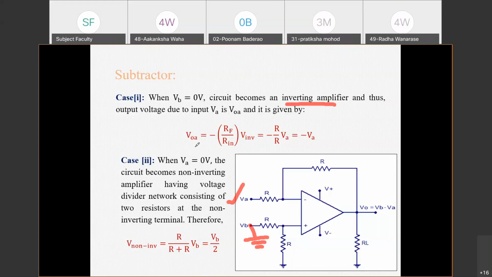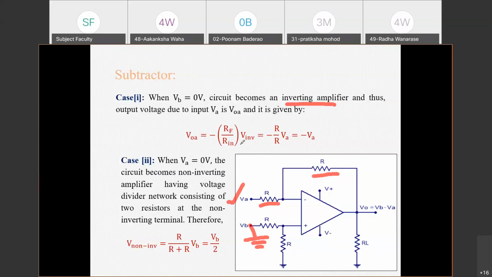So now in this case, our output is VOA and our input will be the voltage at the inverting terminal, which is nothing but VA. If you observe, this one is the feedback resistor, its value is R, and this one is your input resistance, its value is also R. So I have just put Rf equals R and Rin equals R here. So this expression becomes minus R upon R into VA.